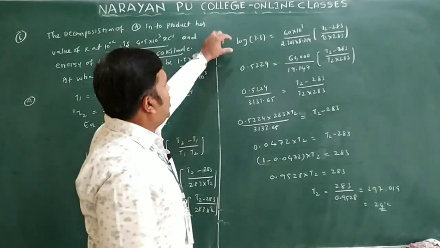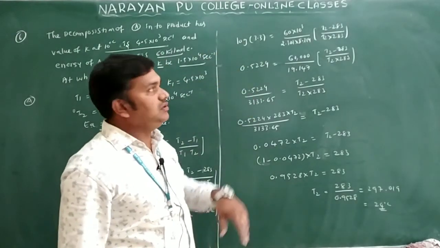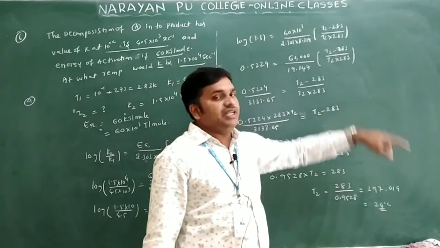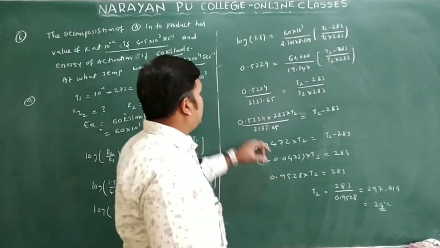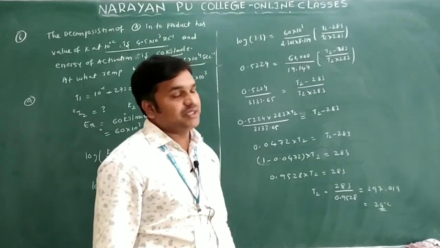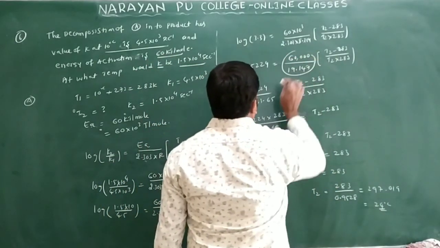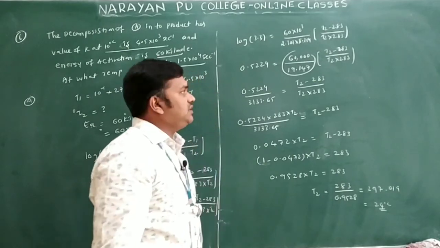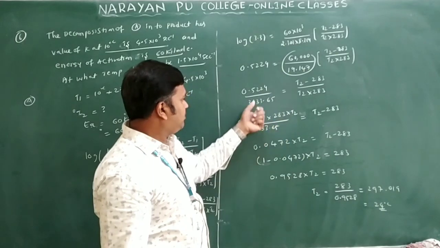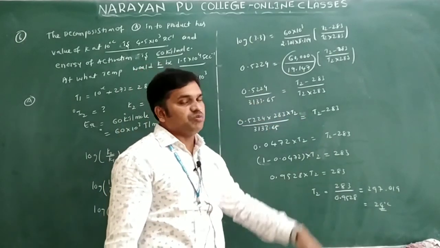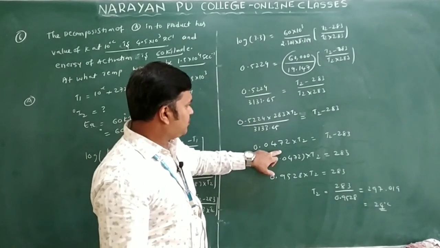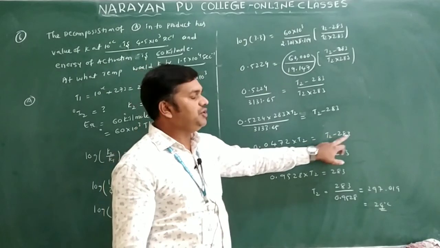And now we'll see this one, log 3.33 value 0.5224. You multiply this one, 60,000 by 19.147 into T2 minus 283 by T2 into 283. So 0.5224, if you do this value, you will get 3133.65. Clear? The value you get here is 3133.65, that is equal to T2 minus 283 by T2 into 283. Now here 0.5224 into T2 into 283 by 3133.65 is equal to T2 minus 283. Just simplify this one. Altogether you will get 0.0472 into T2 is equal to T2 minus 283.